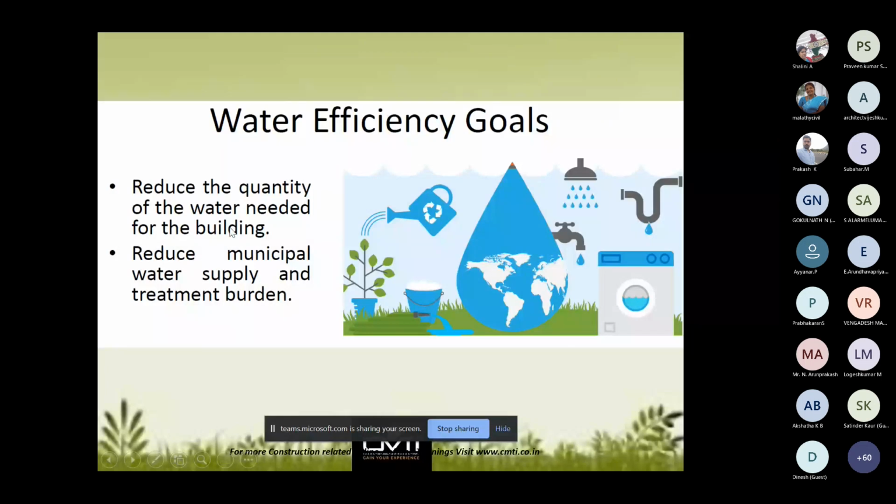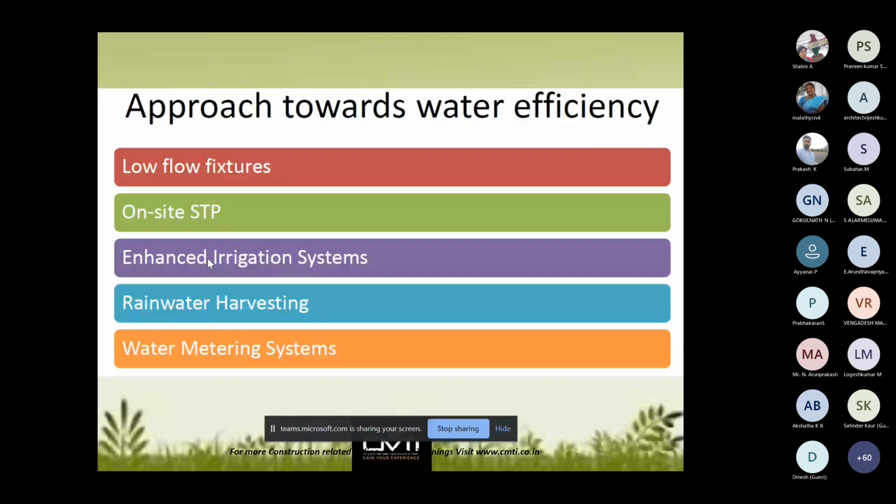So how can we do it? One is low flow fixtures, and we can use an on-site STP. Now the government has made it mandatory: if you are constructing more than 20 apartment units in a building, an on-site sewage treatment plant has to be there. But violations are more. They discharge the sewage into the public stormwater system, the drains are occupied, and the lakes are getting polluted because of this. Other measures are an enhanced irrigation system, rainwater harvesting, and water metering.